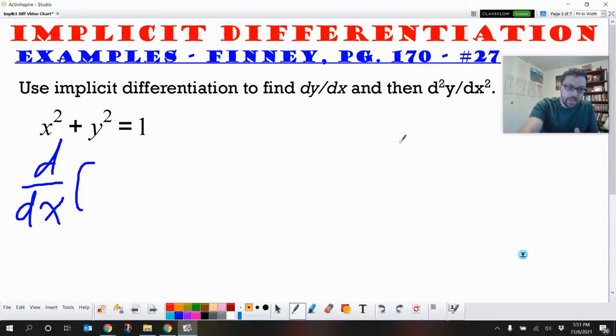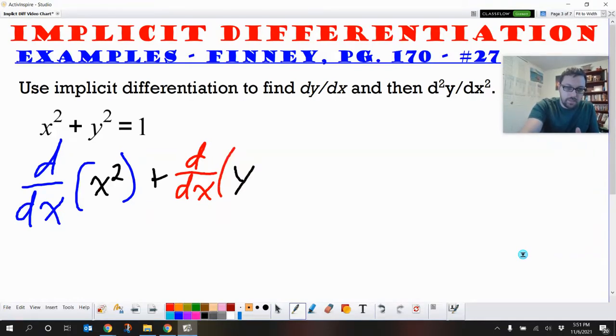I want to find the derivative of that x squared. Then separately from that, in my head, I want to find the derivative of that y squared. How that's going to work, we'll deal with in a minute. I'm not doing that right now. All I'm dealing with is just writing down what I want to do. I want to find the derivative of each one of these terms.